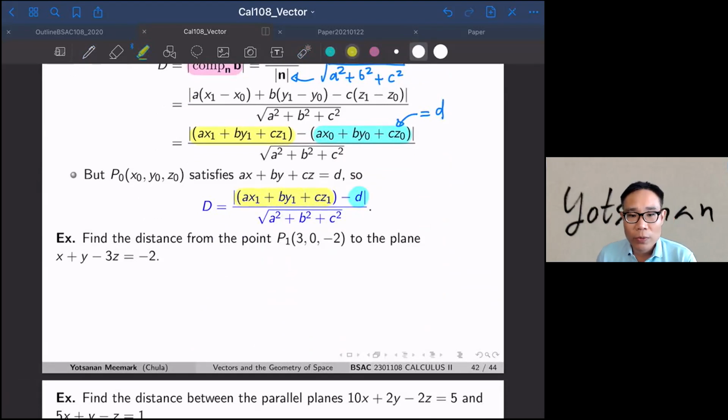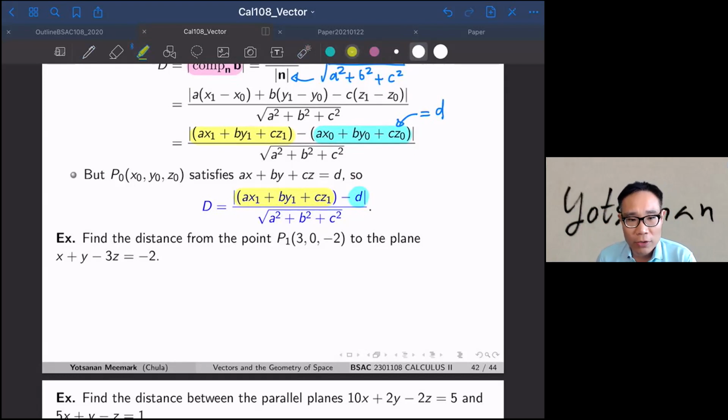So this will give you the formula for the distance from the point P1 (x1, y1, z1) outside the plane to the plane ax plus by plus cz equals d. Okay, so that is just the formula that you have.